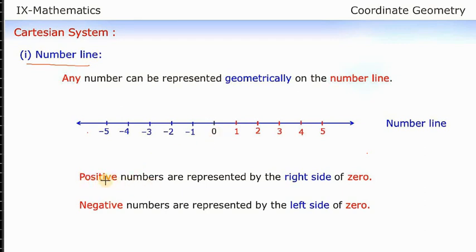So what are positive numbers? Positive numbers are always represented on the right side of 0. The negative numbers are represented on the left side of 0. See, these are the negative numbers which have been represented on the left side of the origin. And these are the positive numbers which are represented on the right side of the origin.